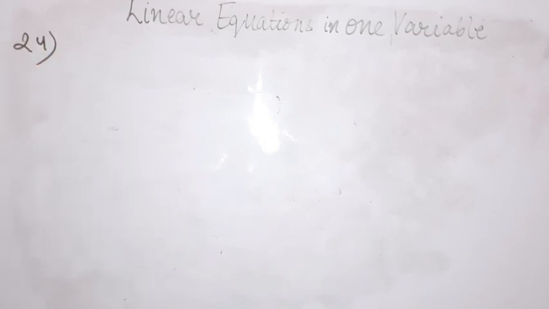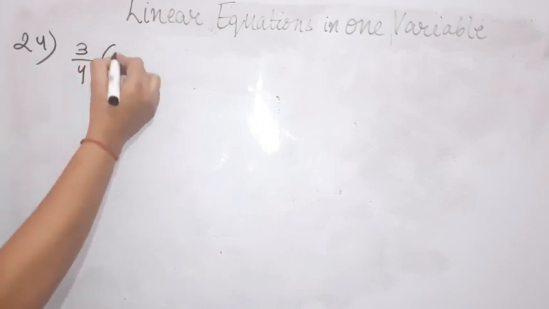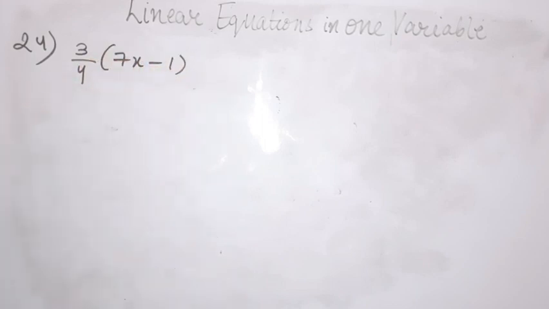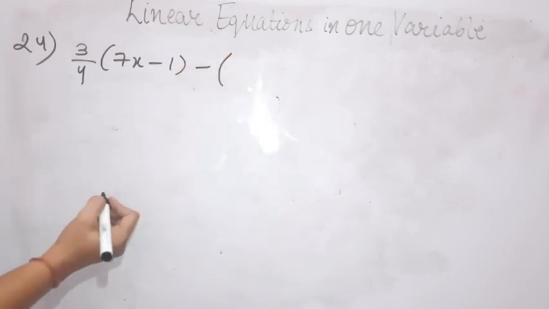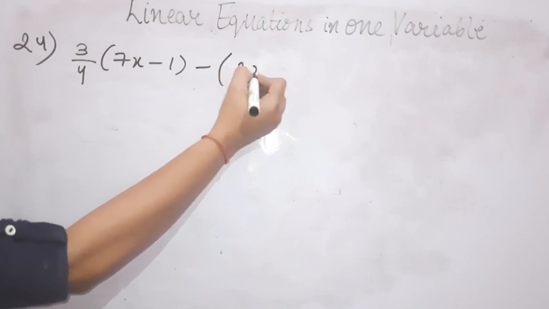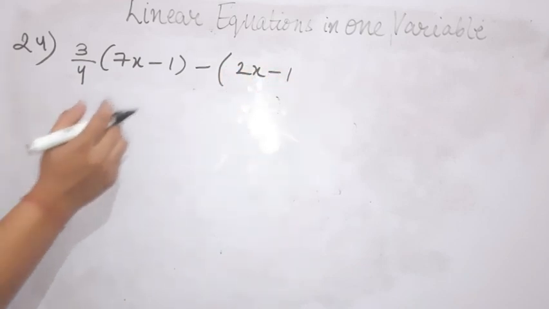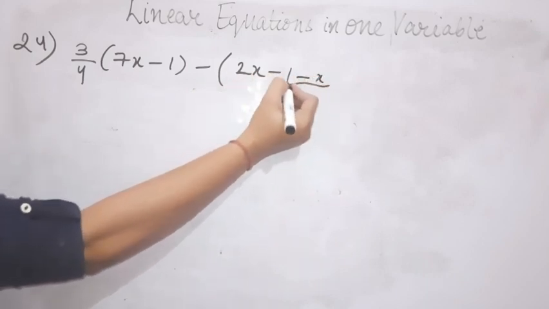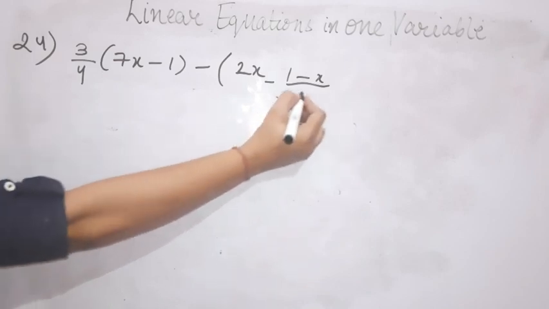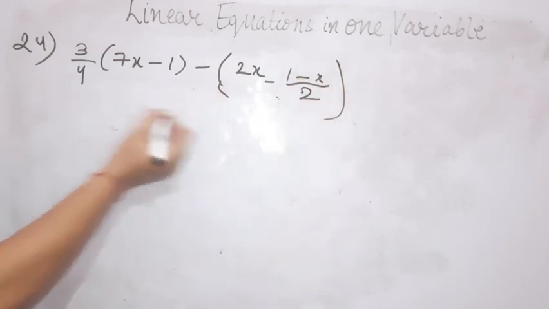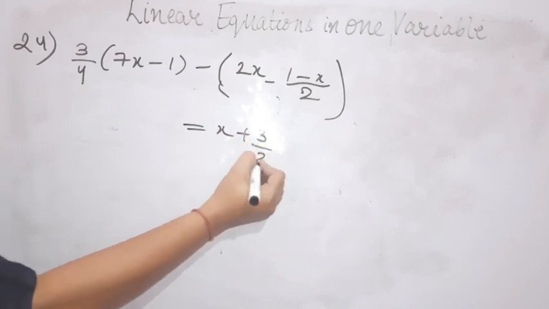So 3/4 within bracket 7x minus 1 minus within bracket 2x minus 1 minus x, this is together 1 minus x upon 2, bracket closed. Okay, now on the right hand side it is x plus 3 upon 2.